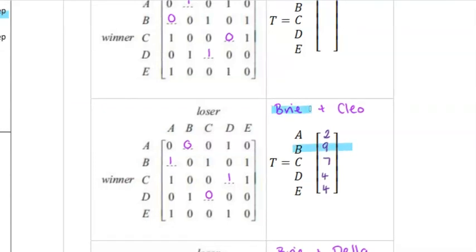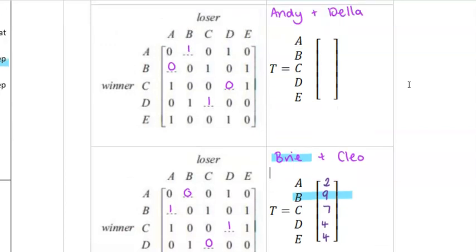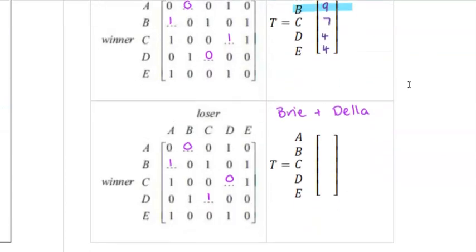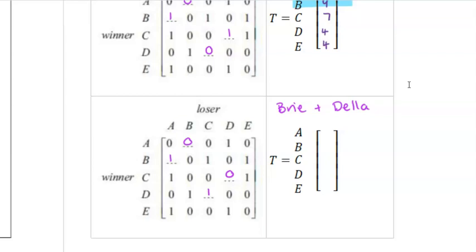So it didn't work that if Cleo wins her match, regardless of the other match, she is the overall winner. But now we have an option where Bree may be the overall winner. So let's check what happens if Bree wins her match, but Della wins the match between Della and Cleo.